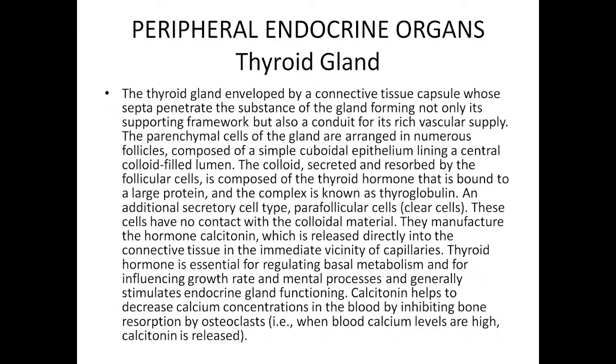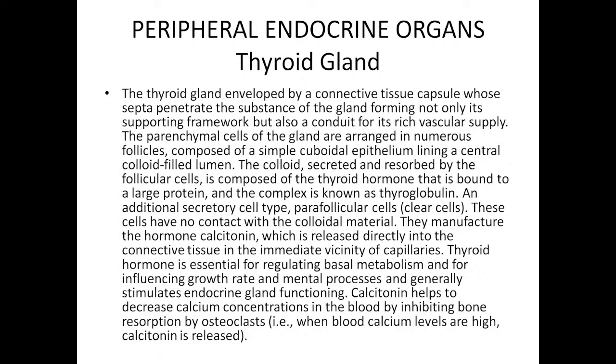The parenchymal cells of the gland are arranged in numerous follicles, composed of a simple cuboidal epithelium lining a central colloid-filled lumen. The colloid is secreted and resorbed by the follicle cells and is composed of the thyroid hormone bound to a large protein, and the complex is known as thyroglobulin. An additional secretory cell type is the parafollicular cells, or clear cells. These cells have no contact with the colloid material.